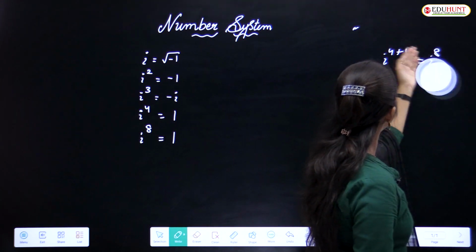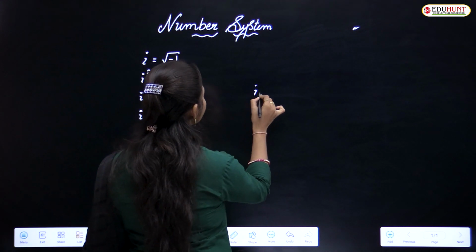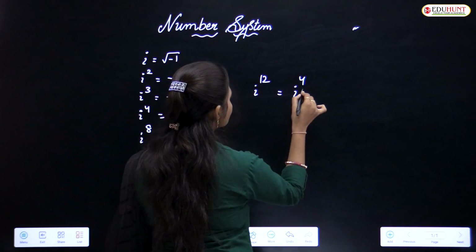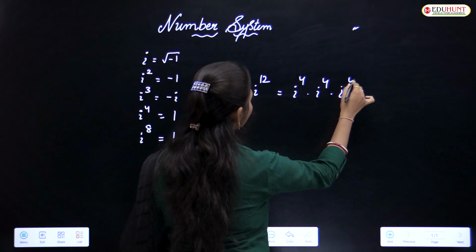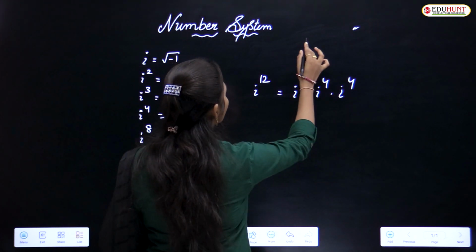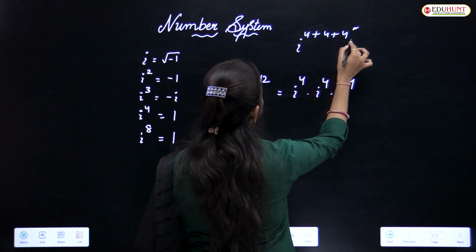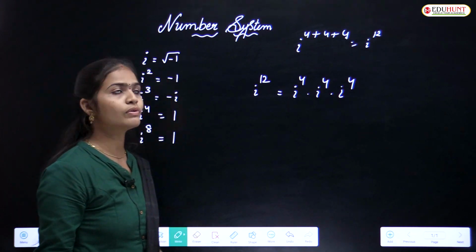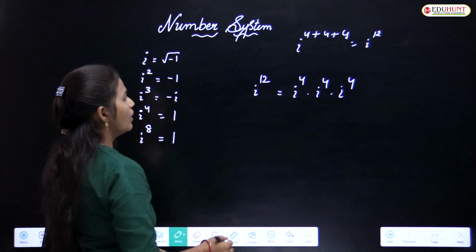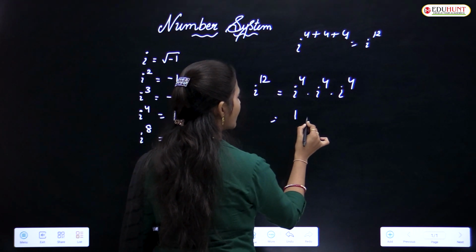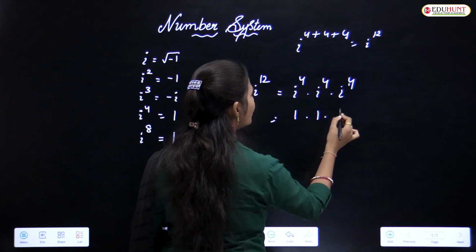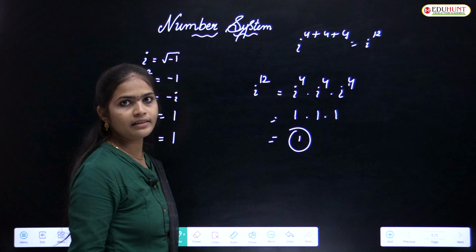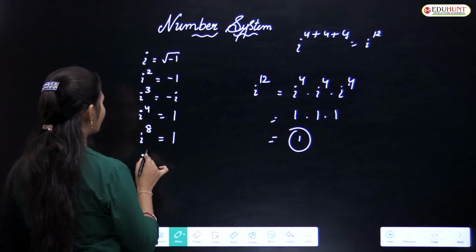Now I want to know the value of i power 12. I can write this as i power 4 into i power 4 into i power 4. Why? Because we can write it as i power 4 plus 4 plus 4, is equal to i power 12: 4 plus 4 is 8, 8 plus 4 is equal to 12. So i power 4 is 1, into i power 4 is 1, into i power 4 is 1. So 1 into 1 into 1 is again 1 only.